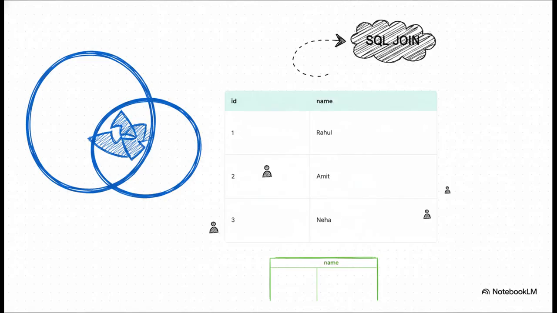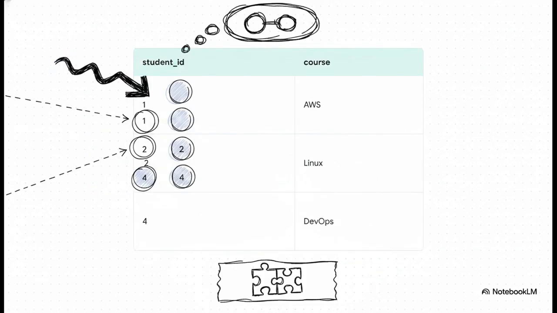So to make this super clear, we're going to use two really simple tables. Here's our first one. We'll call it students. It's pretty straightforward, right? We've got a unique ID for each student and then their name. So we have Rahul, Amit, and Neha. Easy enough. And here's table number 2, courses. Now, pay close attention to that student ID column. See how that number is meant to connect back to the ID in our students table? That right there, that's the link. That's the common ground our joins are going to use to work their magic.